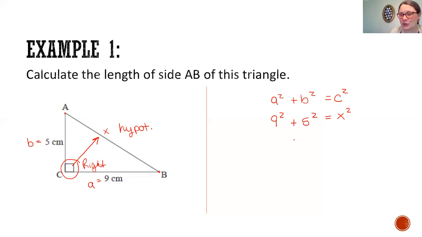Now, an important thing to remember is order of operations. Make sure you do your squares first. So 9 times 9 will give me 81, plus 5 squared gives me 25. 5 times 5 is 25, equals X squared. Adding these together, we get 106 is equal to X squared. And remembering from our algebra section, we never leave our answer as X squared. We have to take a square root.